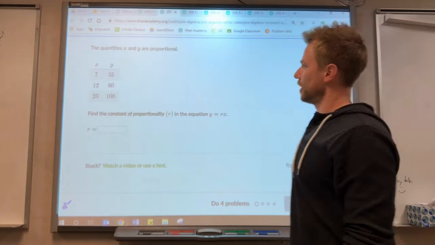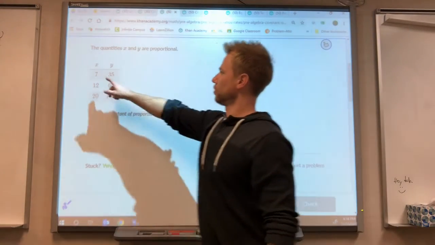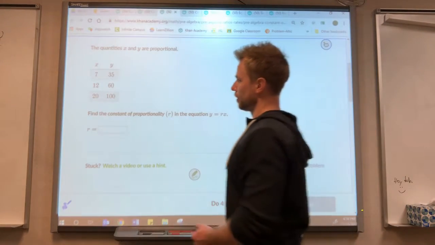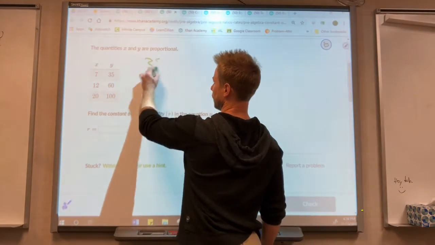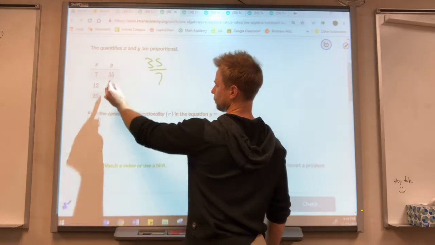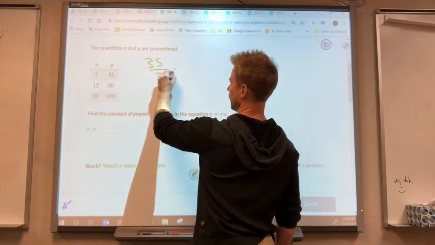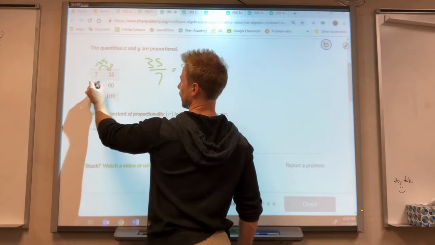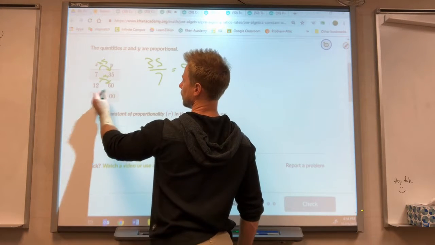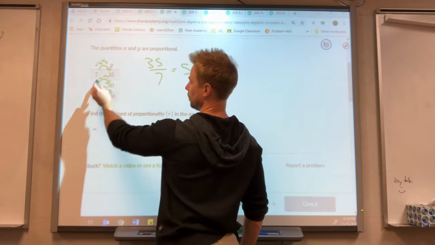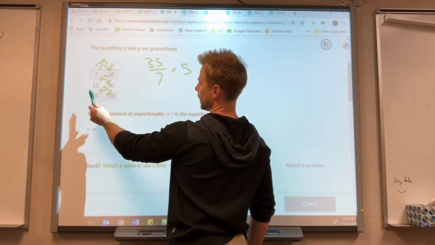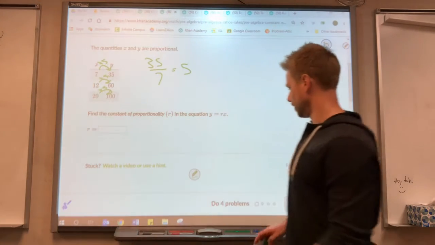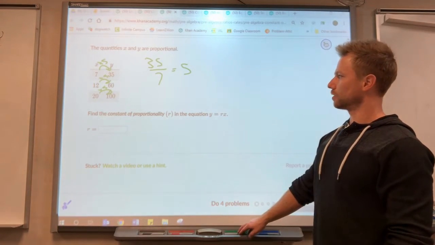Okay, we're trying to find if x and y are proportional. So are we multiplying by the same thing every time to get the second number? To figure out what we're multiplying by, we'll do y divided by x. 35 divided by 7 is 5. So that means we should be multiplying by 5 every time if it's proportional. 7 times 5 is 35, that works. 12 times 5 is 60, that works. 20 times 5 is 100, that works.